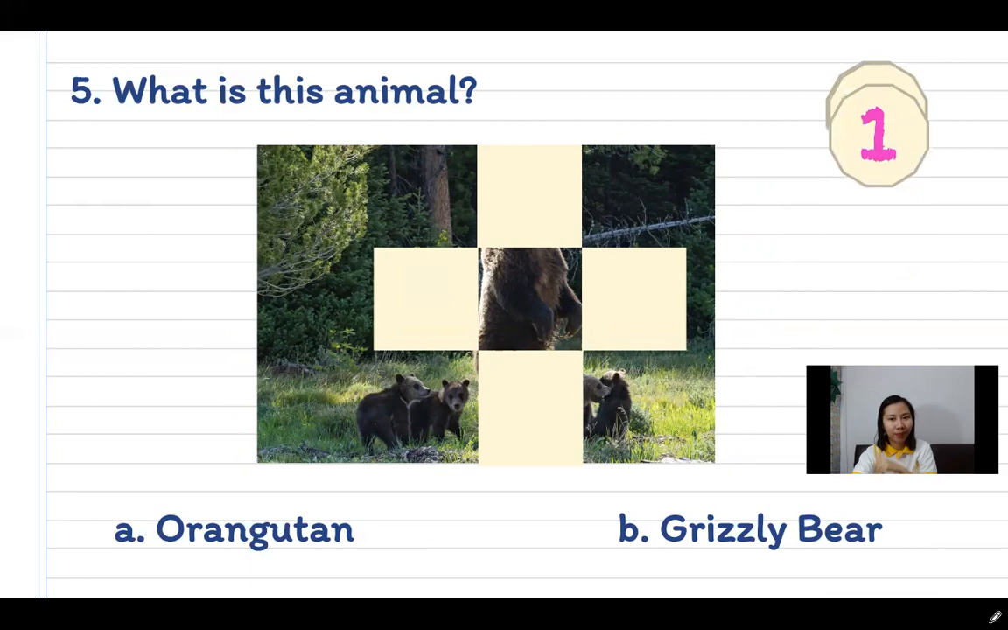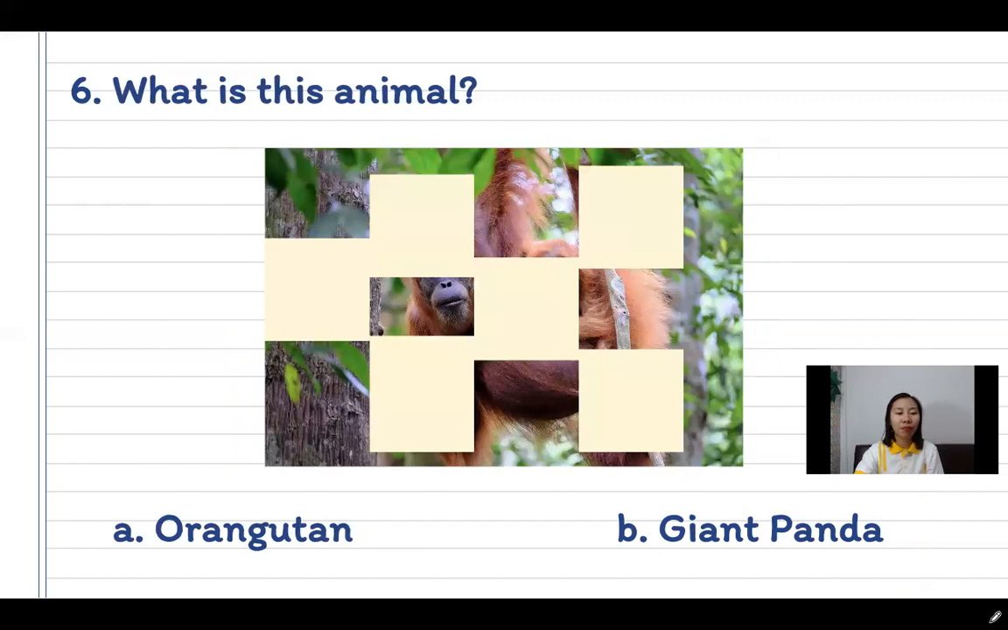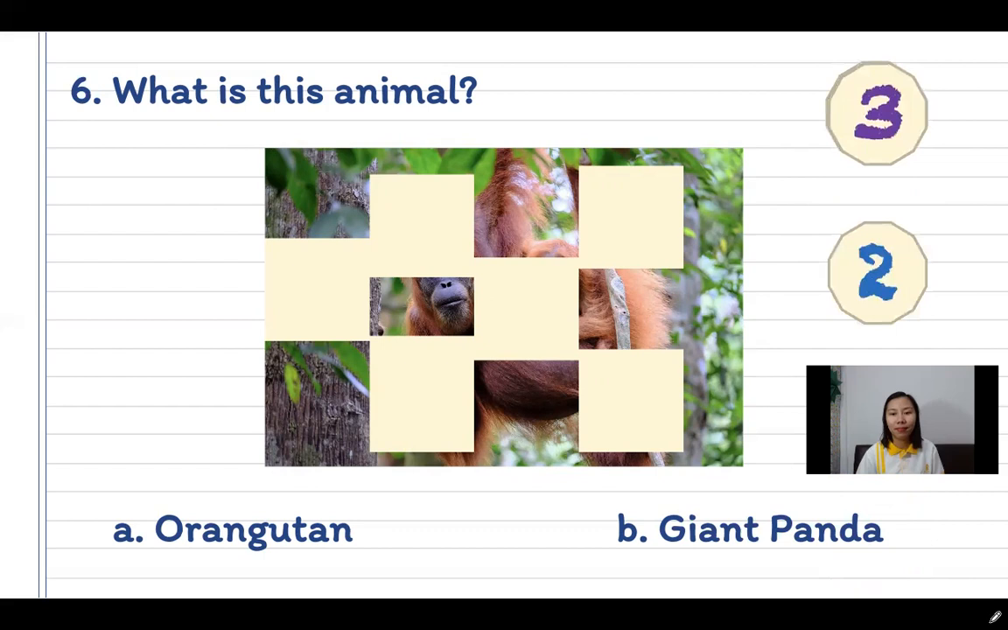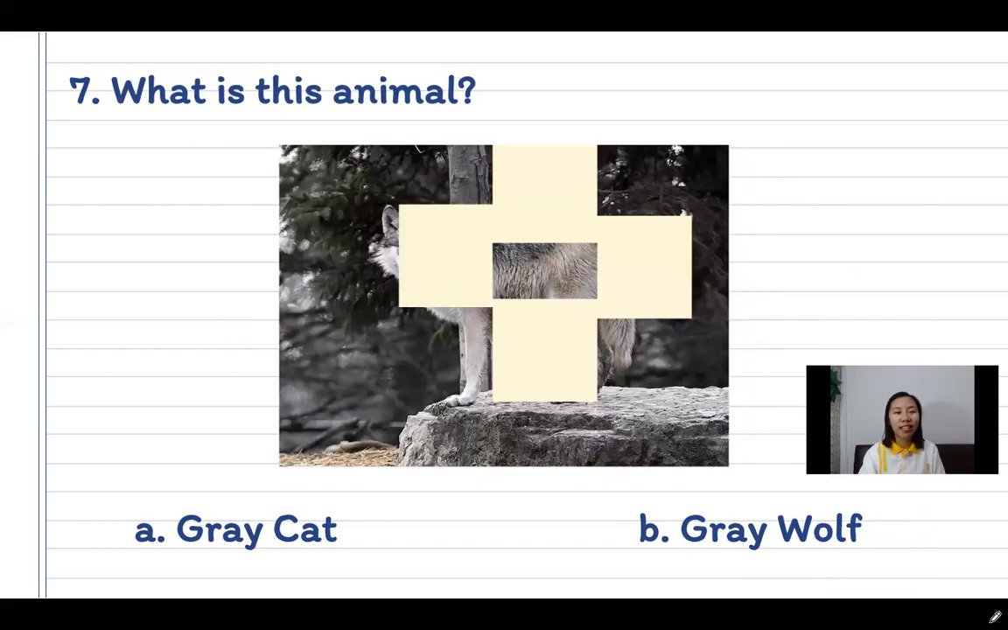Number six, what is this animal? A, orangutan. B, giant panda. Number six, what is this animal? A, orangutan. B, giant panda. Number seven, what is this animal? A, gray cat. B, gray wolf. Again, number seven, what is this animal? A, gray cat. B, gray wolf.